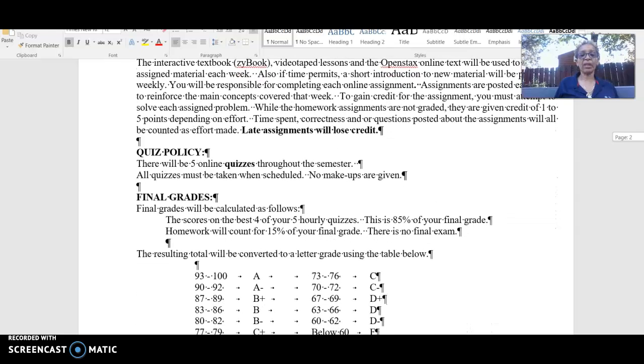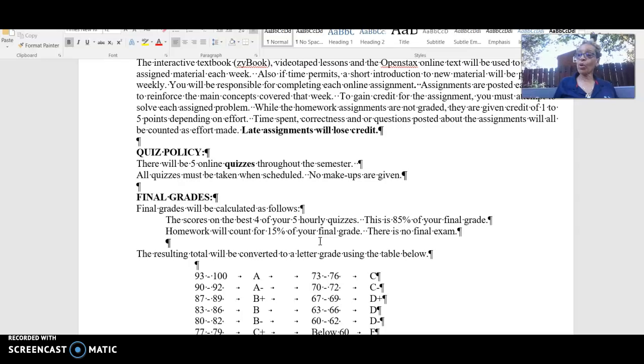Quiz policy. There's 5 quizzes. They're all online. So that's the test. It's just the 5 tests. So you ought to take those as scheduled, right? No makeups. There's 5 quizzes. I will just take the top 4 out of the 5. That'll be 85% of your final grade. That leaves 15% for your homework.